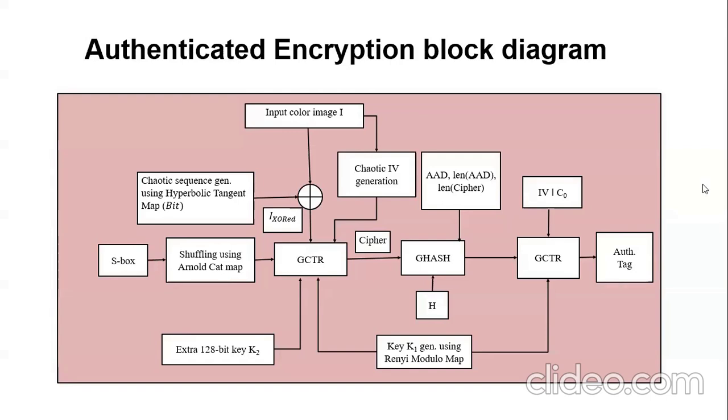As seen, the GCTR is the basic block. S-box is shuffled and applied to GCTR, input color image will be XORed with the random bit stream and applied to the block. Input color image attributes will be used to generate the chaotic initialization vector. And finally, the cipher image will be generated. Also, the final output generated will be the authentication tag, which will be verified on the receiver side.